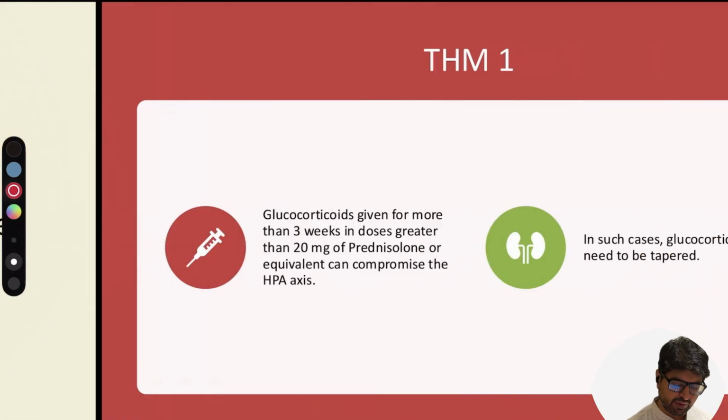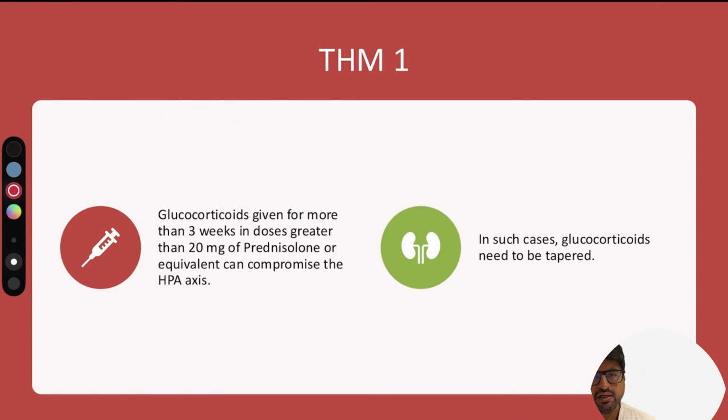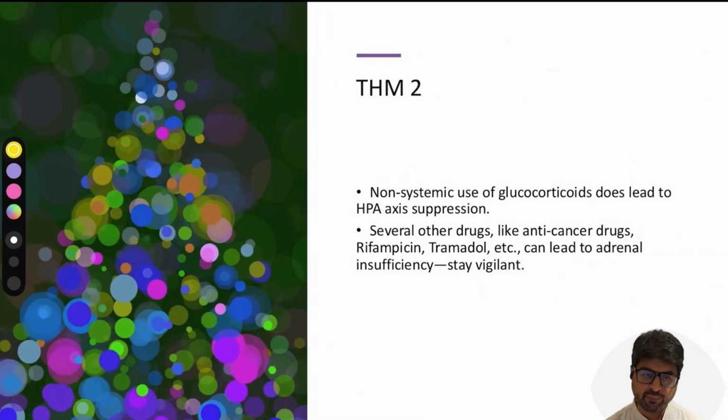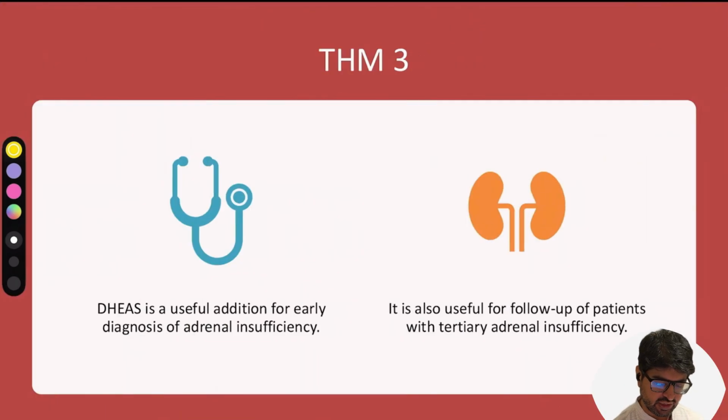So to summarize, some practical take home messages. Remember, first about glucocorticoids: glucocorticoids given for more than 3 weeks in doses more than 20 milligram per day of prednisolone or equivalent can compromise the HPA axis. In such cases, tapering of steroids is required. Non-systemic glucocorticoids like fluticasone or inhaled glucocorticoids can lead to adrenal insufficiency, and drugs like anti-cancer drugs, rifampicin, tramadol, all of them can lead to adrenal insufficiency. So again, you need to be vigilant.